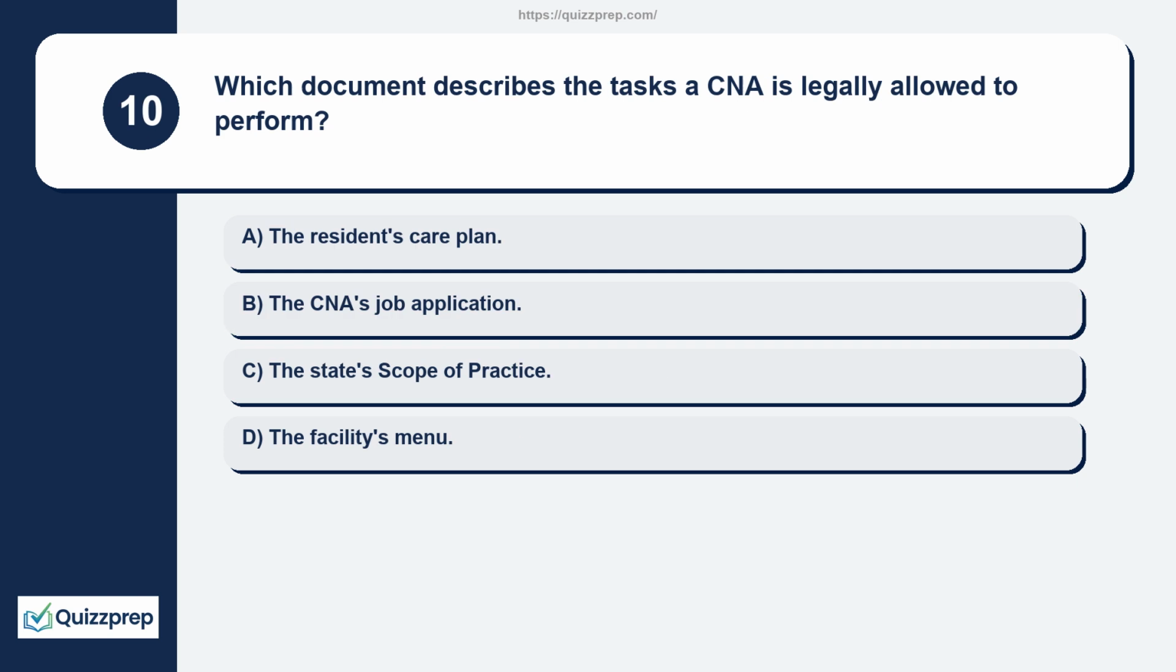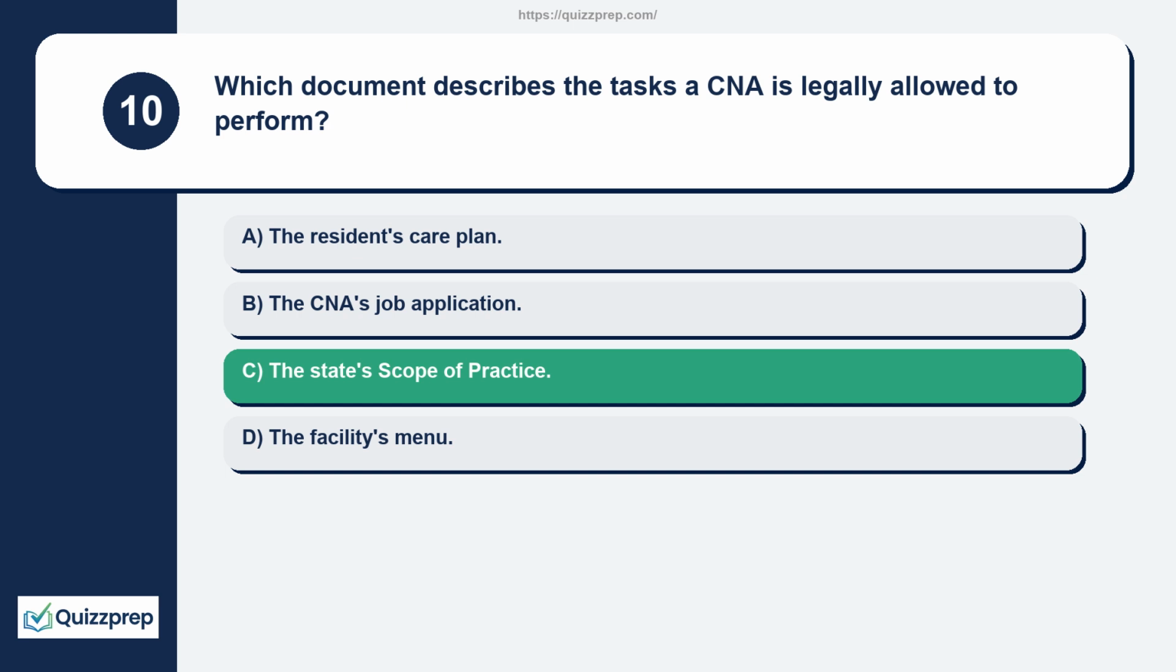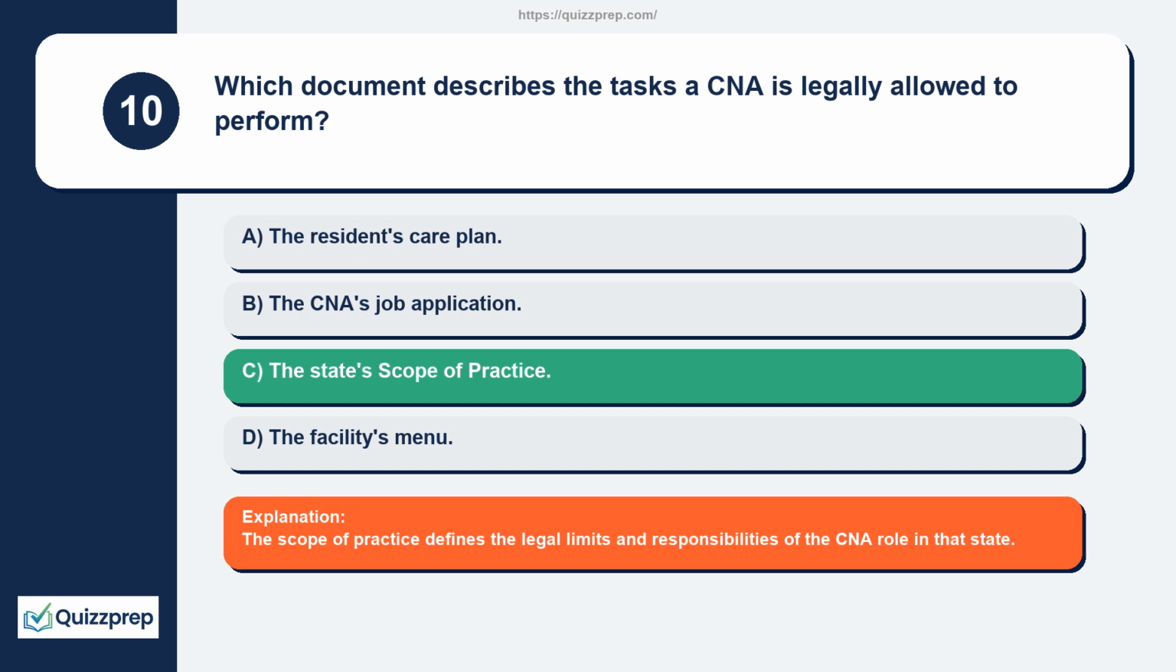Question 10. Which document describes the tasks a CNA is legally allowed to perform? The resident's care plan. The CNA's job application. The state's scope of practice. The facility's menu. The scope of practice defines the legal limits and responsibilities of the CNA role in that state.